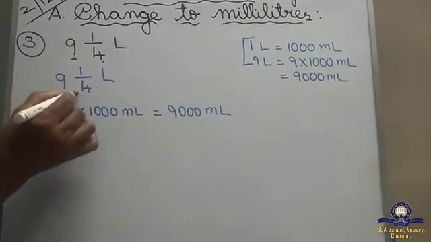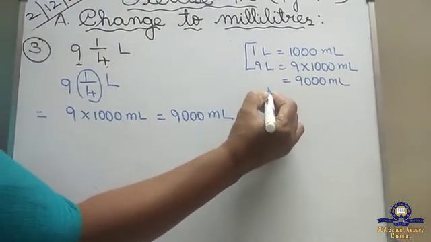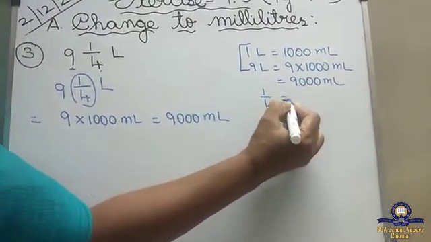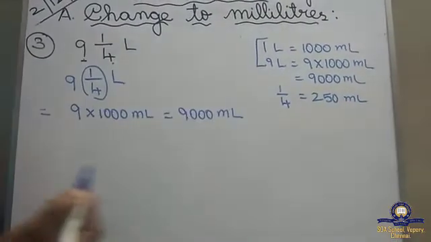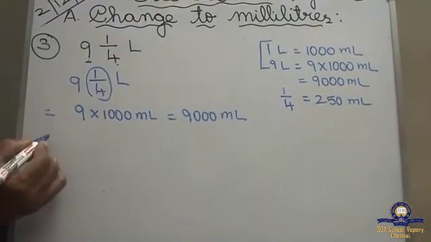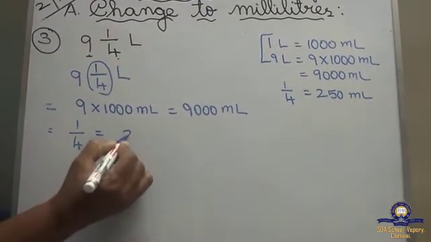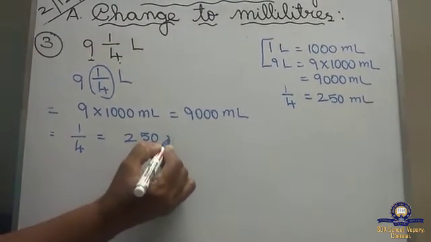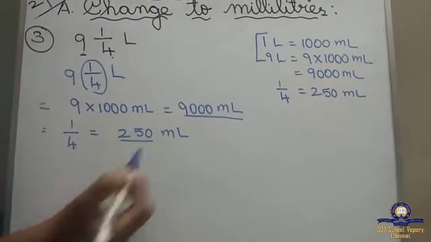And then we have to find out this 1/4. So 1/4 means what children? 1/4 means what we learned. You have to be thorough. 1/4 means 250 ml. So 1/4 is equal to 250 ml. So now you have to add this 9000 and 250.